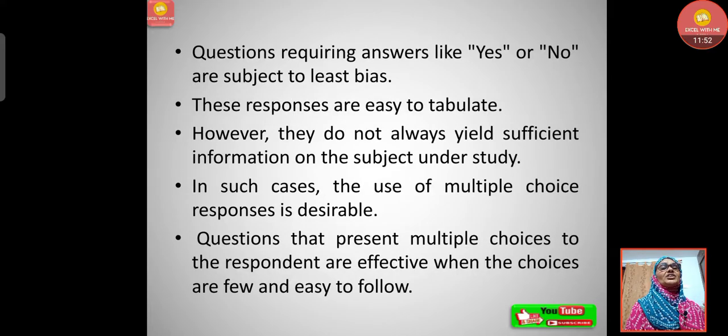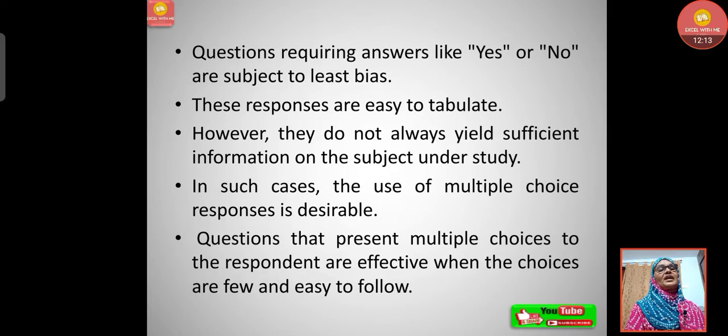Questions requiring answers like yes or no are subject to least bias. These responses are easy to tabulate. Obviously, if questions are yes or no, they are very easy to tabulate. However, they do not always yield sufficient information on the subject under study.